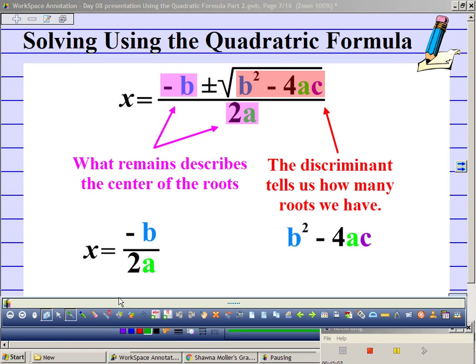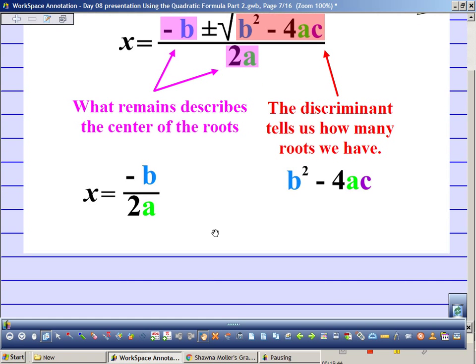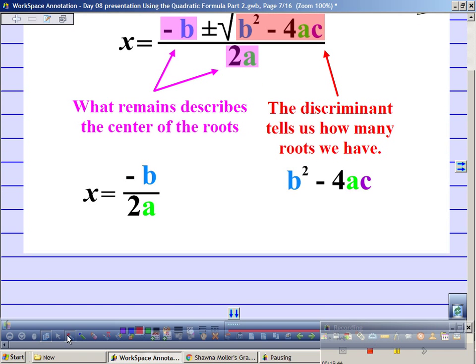If I have, let's use red. What did we just learn right now? What were we just talking about? This is my discriminant. It tells me how many roots. If it's a positive number underneath the square root, how many roots do I have? If it's a 0 underneath it, how many roots do I have? 1. And if it's a negative underneath it, how many do I have? I have 2 complex roots.